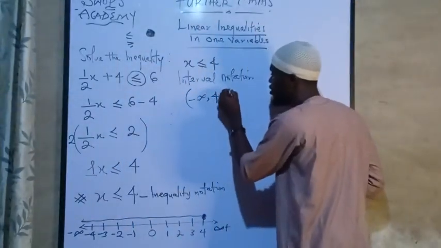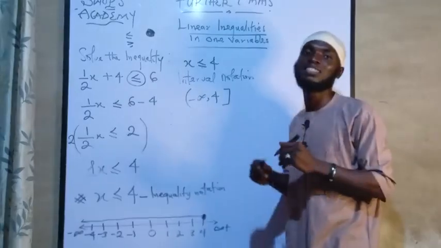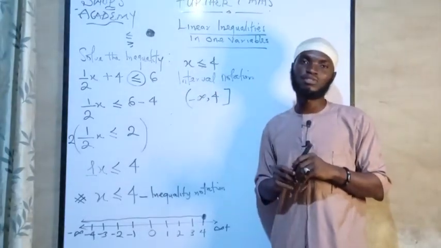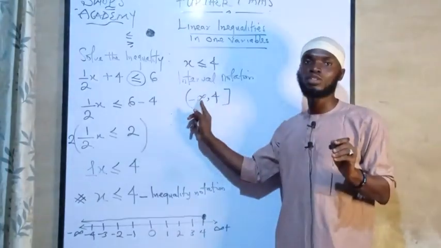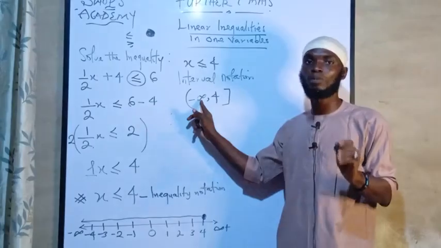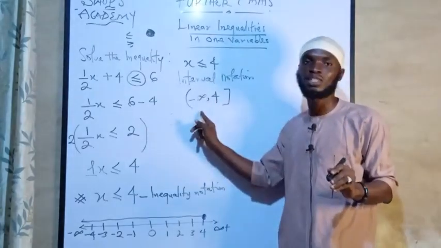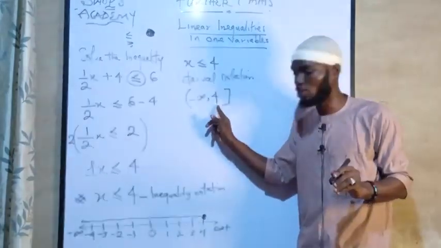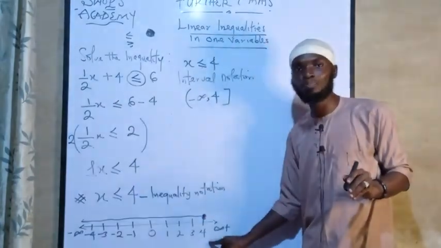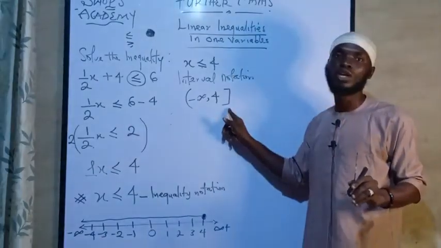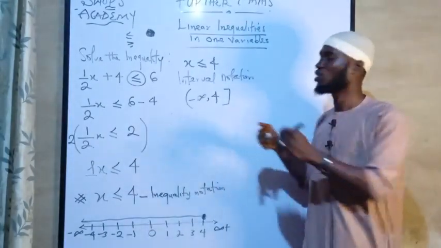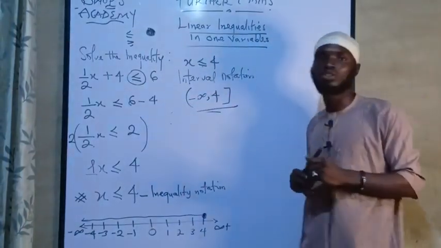So the next thing, this will be this. This is interval notation. Negative infinity, or positive infinity, you make use of parentheses. When the endpoint is included, that means you shaded the endpoint, or you're having less than or equal to, greater than or equal to, you make use of square bracket. That is it under interval notation.